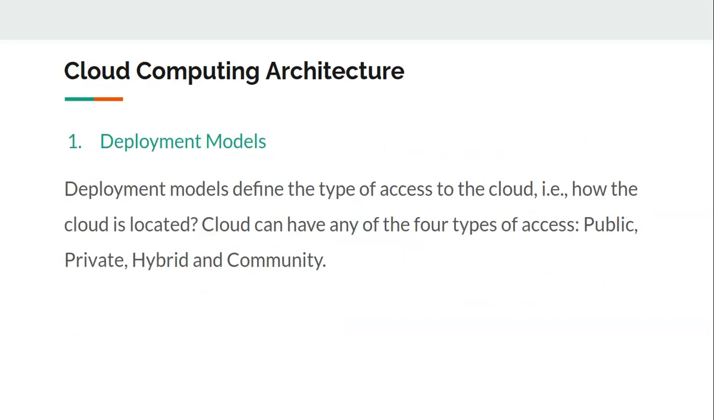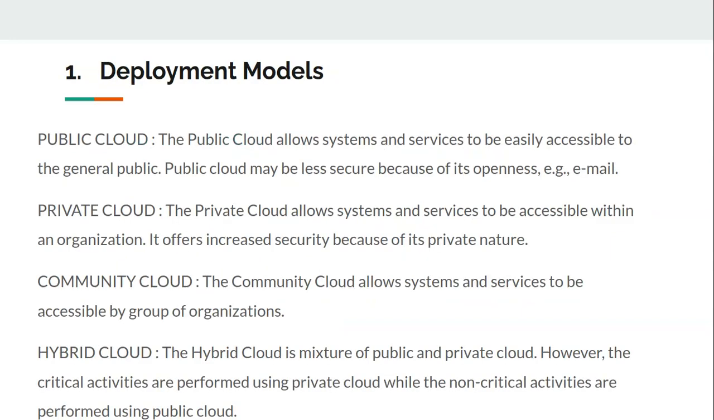We say cloud can have four types of access. The various types of access are public, private, hybrid, and community. So let's look at them all together. Public cloud. We say the public cloud allows systems and services to be easily accessible to the general public. There's no restriction. Everybody. Public cloud may be less secure because of its openness, for example, email. An example of that is the email.